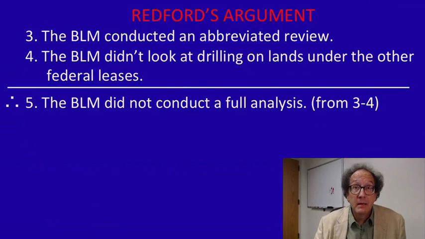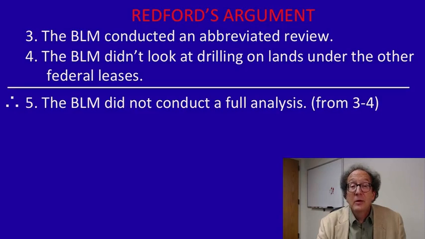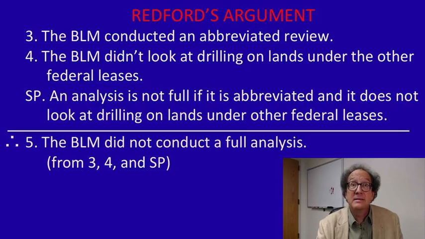Is that valid? No. 3 and 4 say that they conducted an abbreviated review and they didn't look at drilling on lands in other federal leases, but those might be true, and it's still not be true that they didn't conduct a full analysis. To explain how you get 5 out of 3 and 4, we have to add another suppressed premise. And that premise can simply say an analysis is not full if it's abbreviated and if it doesn't look at drilling on lands in other federal leases.